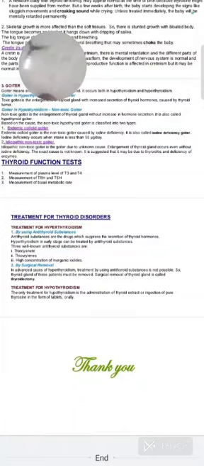So that's all about the functions, regulations, and disorders of the thyroid gland.